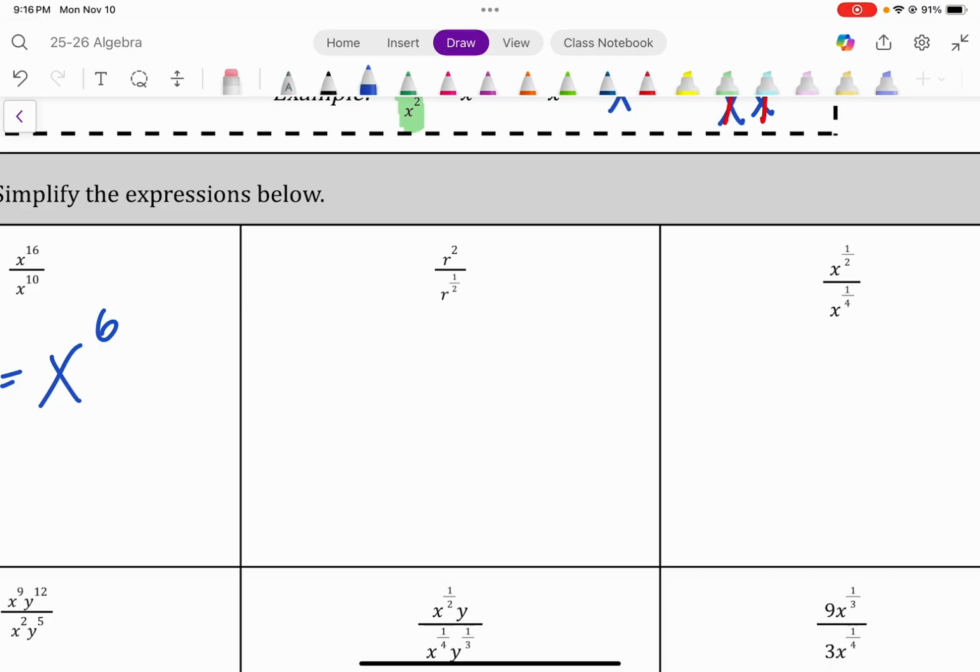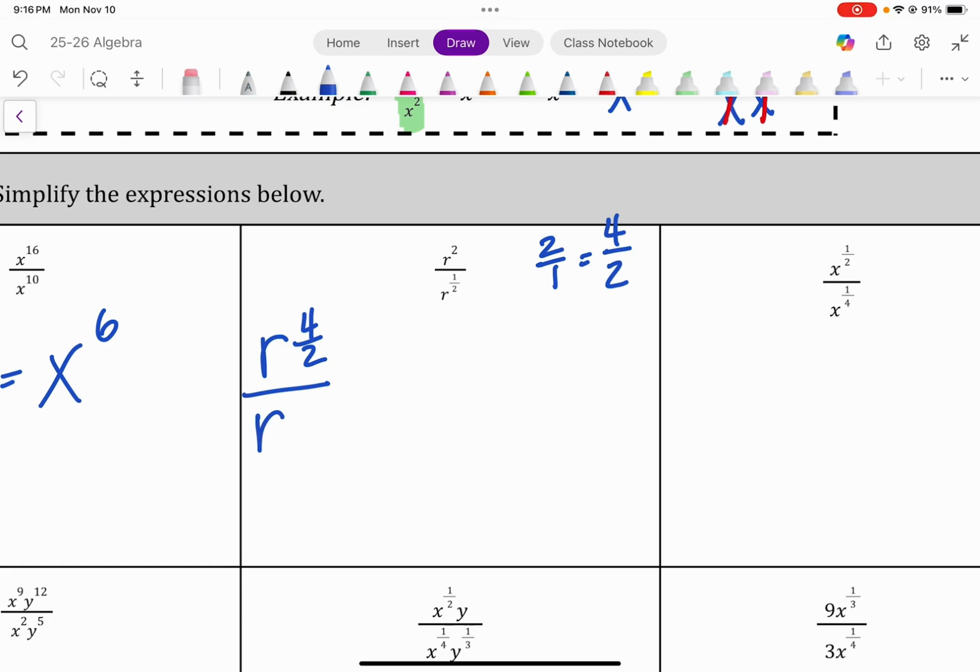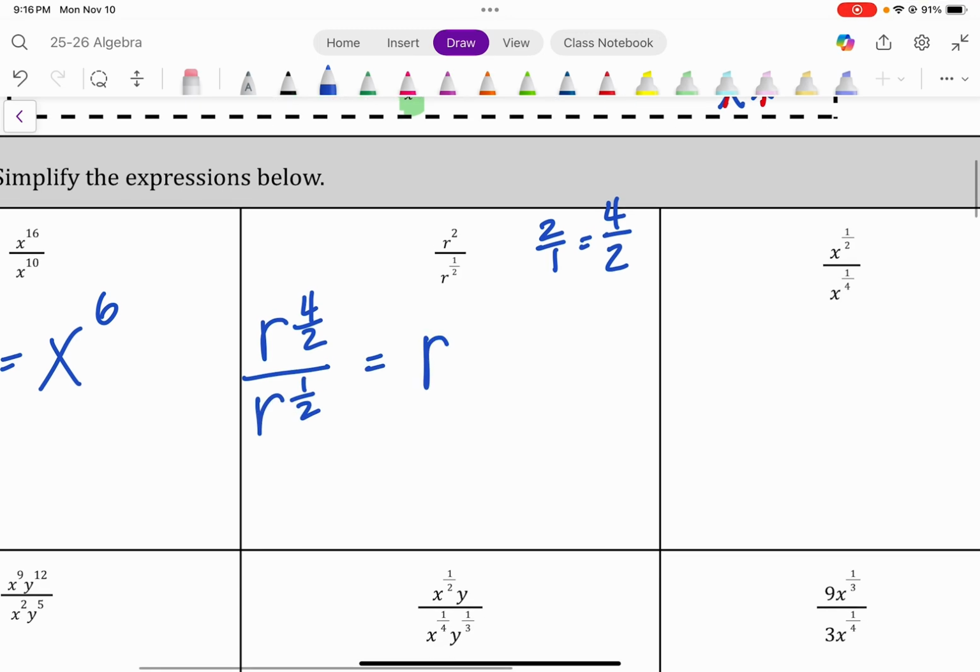Now, we've got r to the 2 and r to the 1/2. So we're still subtracting. We're just subtracting with a fraction. I need to make 2 a fraction made of halves. So that's 4 halves. I'll rewrite this as r to the 4 halves divided by r to the 1/2. And when we divide, we use subtraction. So r to the 3 halves, and we're going to leave it improper.